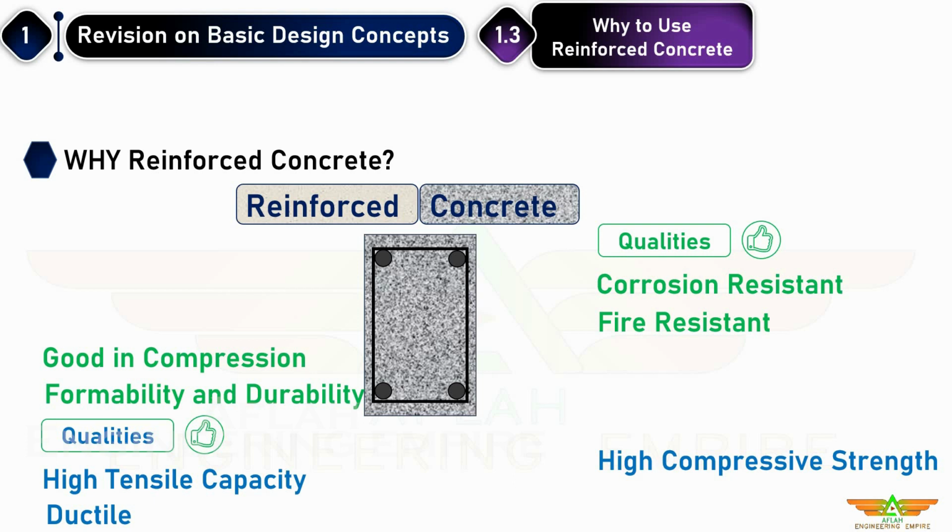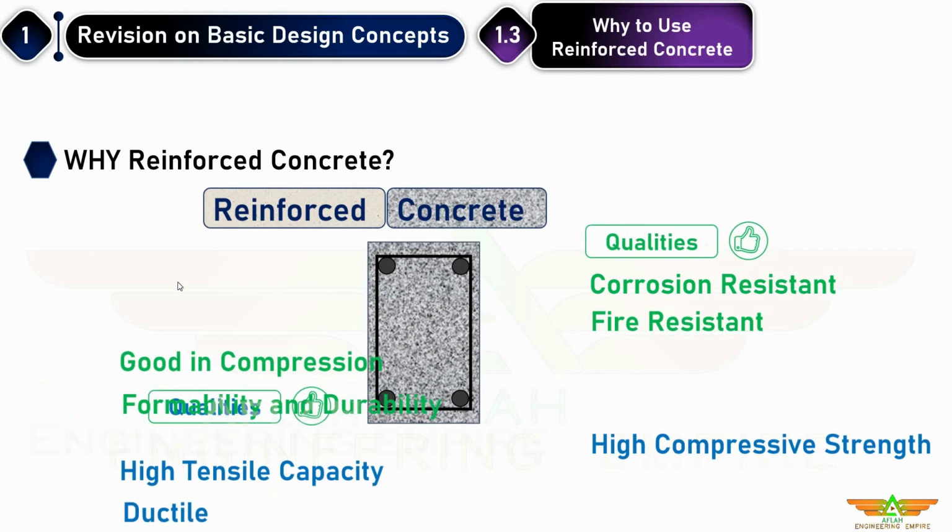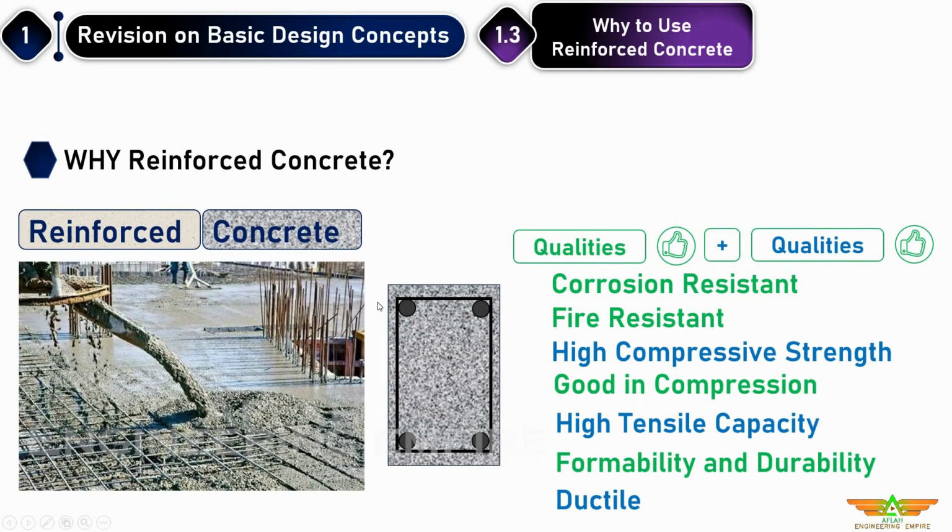Okay, so some degree of ductility for the section will be achieved by the reinforced concrete. So at last, after the weaknesses are removed, we are going to get qualities plus qualities: a material that is corrosion resistant, fire resistant, with high compressive strength, high tensile strength, formability, durability, and ductility. All these qualities will be the result of adding the reinforcement to the concrete. So that's why we need to provide reinforcement in the concrete.